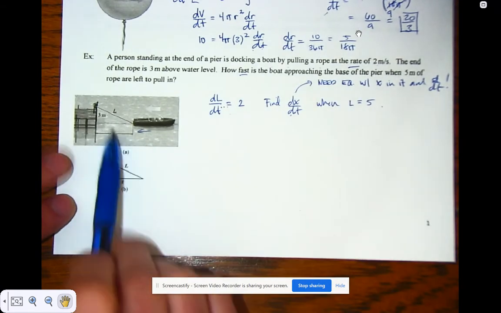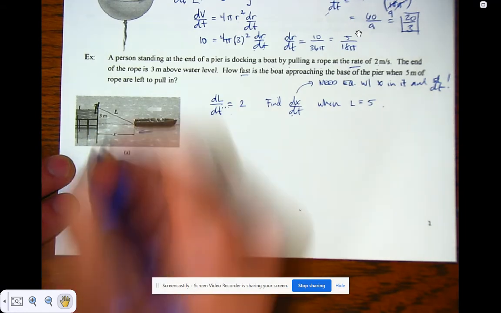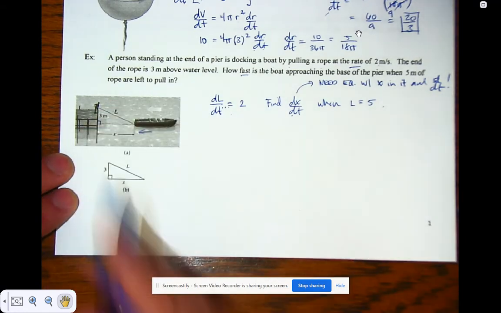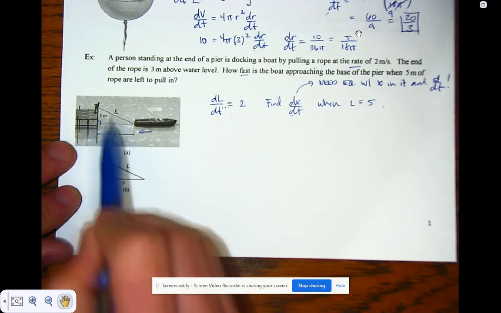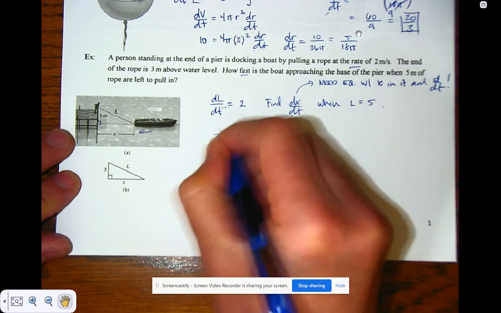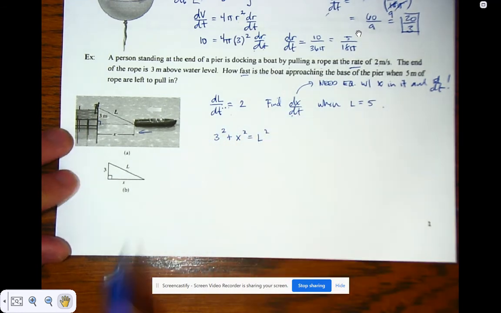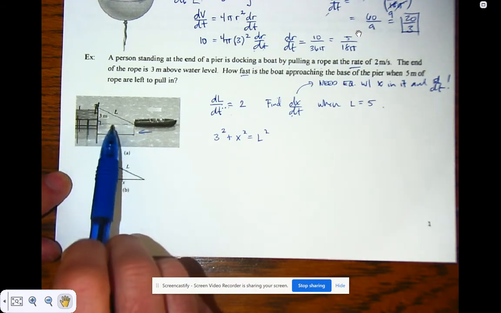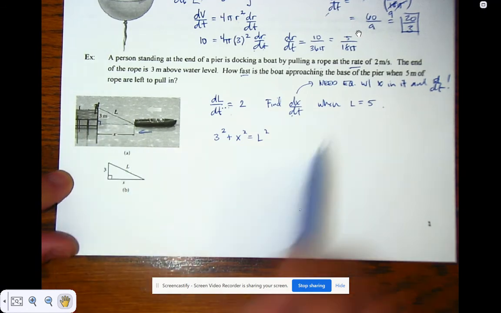There's always an equation from some past math class that you guys have taken. This is clearly a right triangle. Do you know any famous formulas of right triangles? Sure, Pythagorean theorem. Write that down. You know that 3 squared plus x squared equals L squared. How do I know that? Well, it's not a, b, and c like in geometry, but it's a right triangle. And when you have a right triangle, that's the relationship.